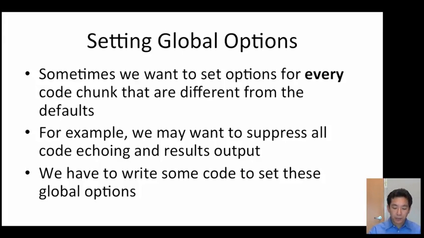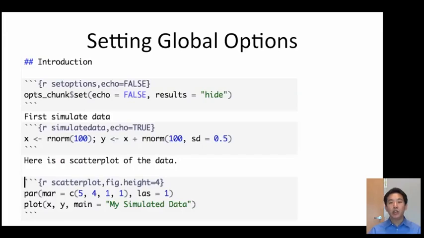And so the way you can do that is you can create a separate code chunk in the very beginning of the document. Here I call it set options, and there's a special object called opts_chunk, which has a function built into it called set, and if you call that set function, you can set the global options. So here I can set echo equal to false, and I've set results equal to hide. So by default, every code chunk in this document will not echo the code, and it will hide the results. So here I've got some code chunks. I simulate some data. I make a plot.